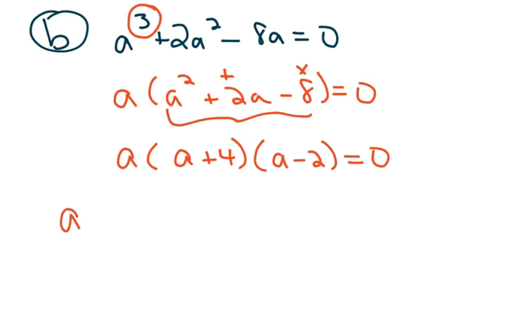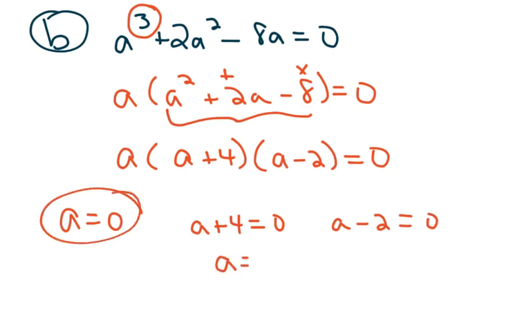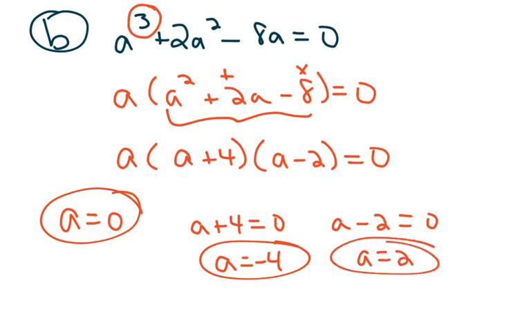So now I'll use the zero product property to solve for a. So my 3 solutions are 0, negative 4, and positive 2. And if you graph this on your calculator, you should see it hit the x-axis at 0, negative 4, and 2. But this isn't Algebra 2 anymore.